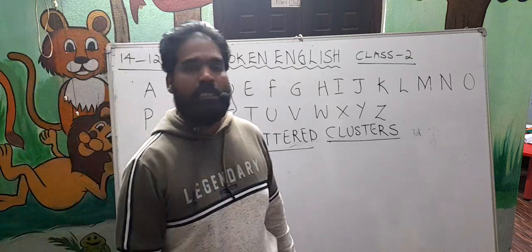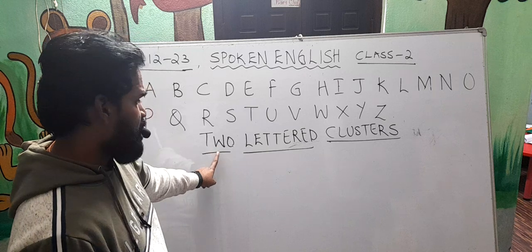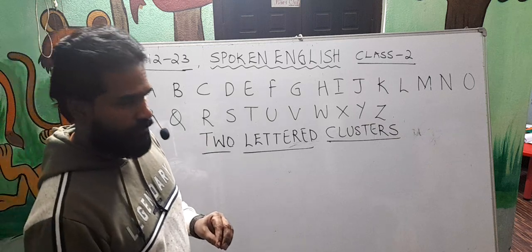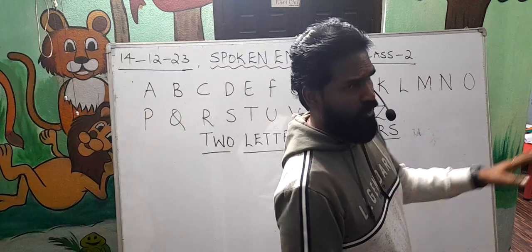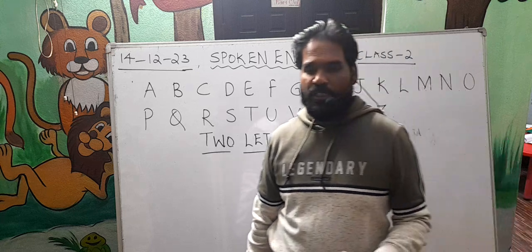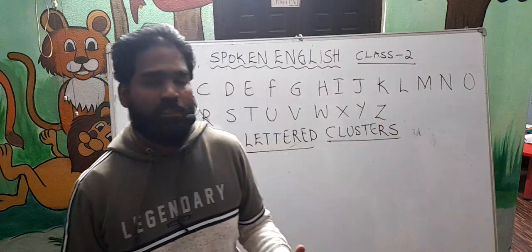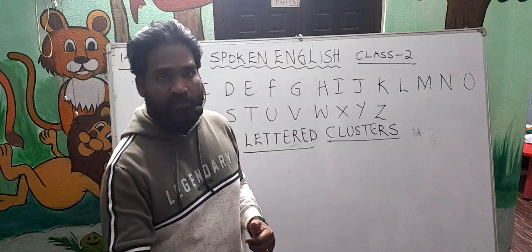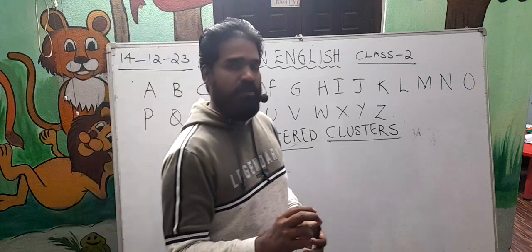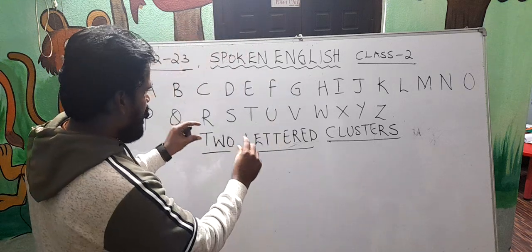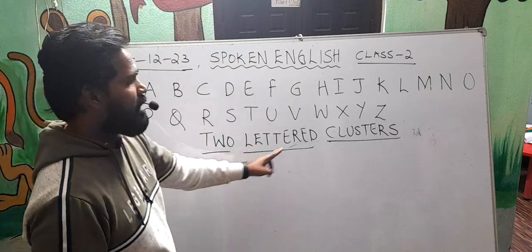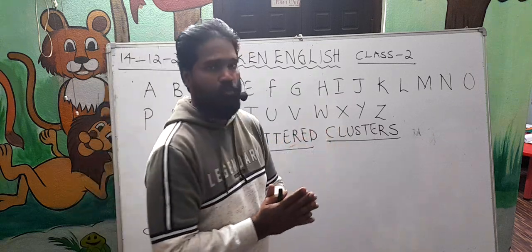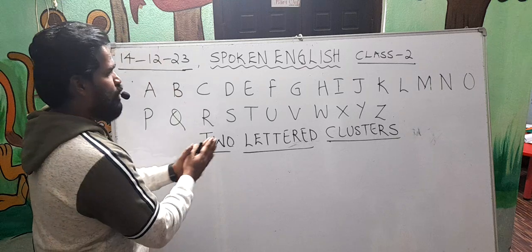So in this class 2, we are going to learn a new topic which is called two-lettered clusters. Most of the people, irrespective of age, people in all professions, find it very difficult to read English or to understand English when somebody is talking to them, or they find it difficult even while writing. This problem comes up because of not correctly dealing with the basic, which is called two-lettered clusters. When we say two-lettered cluster, the word cluster means group. We're going to group two letters.